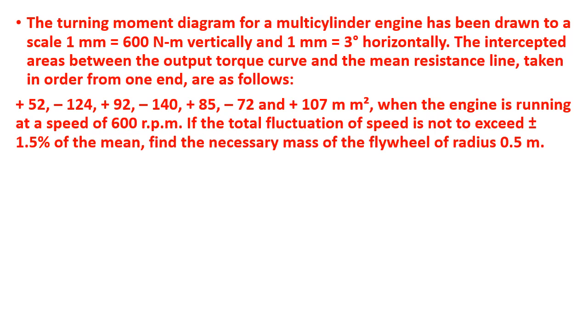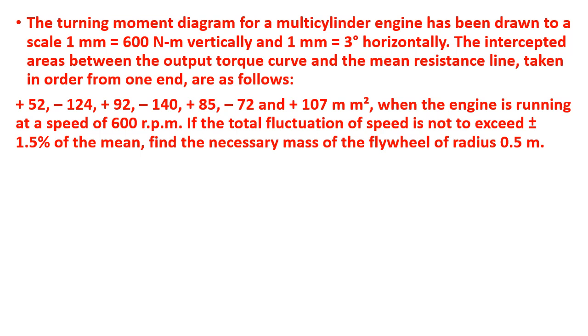The turning moment diagram for a multi-cylinder engine has been drawn to a scale of 1 mm equal to 600 Newton meter vertically and 1 mm equal to 3 degrees horizontally. The intercepted areas between the output torque curve and the mean resistance line, taken in order from one end, are as follows: plus 52, minus 124, plus 92, minus 140. All these values are given when the engine is running at a speed of 600 rpm.